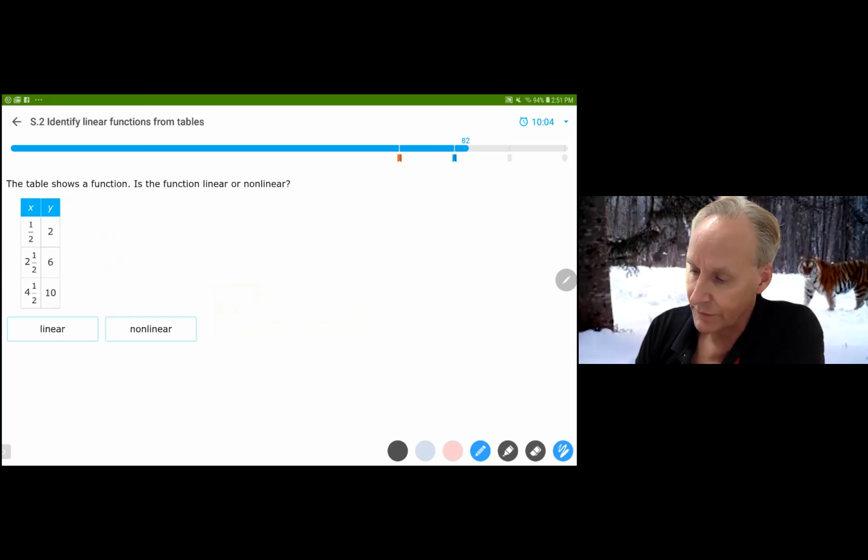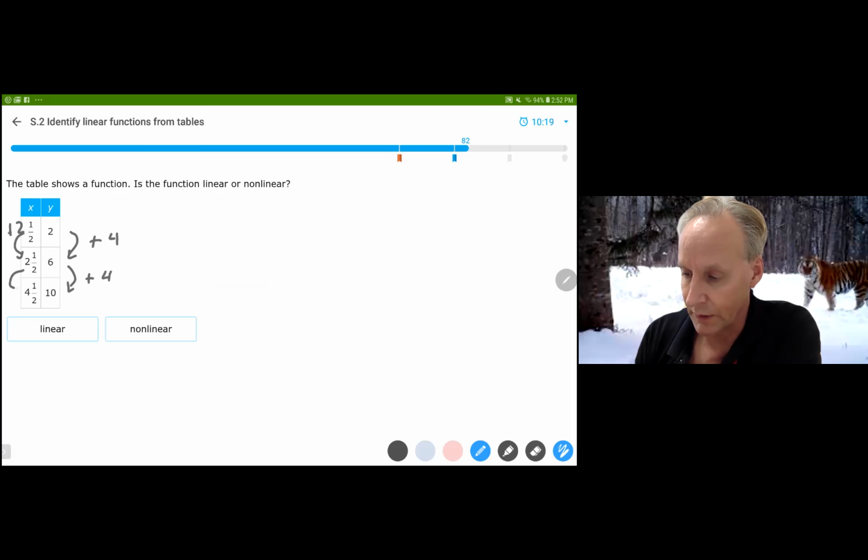From 2 to 6, we went up 4. And from 1/2 to 2 1/2, we went up 2. So this slope is 2 between the first pair. To go from 6 to 10, we went up 4. And to go from 2 1/2 to 4 1/2, we go up 2. So they are the same, they're linear.